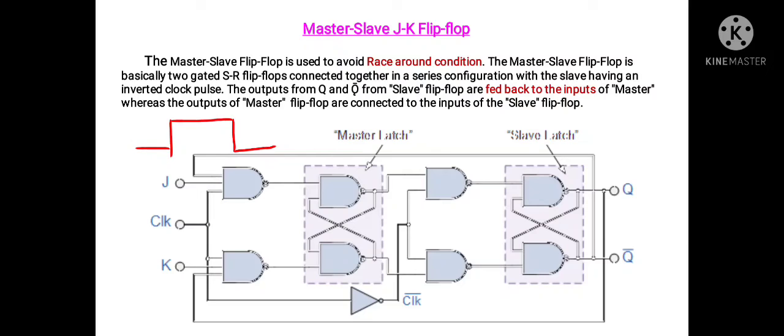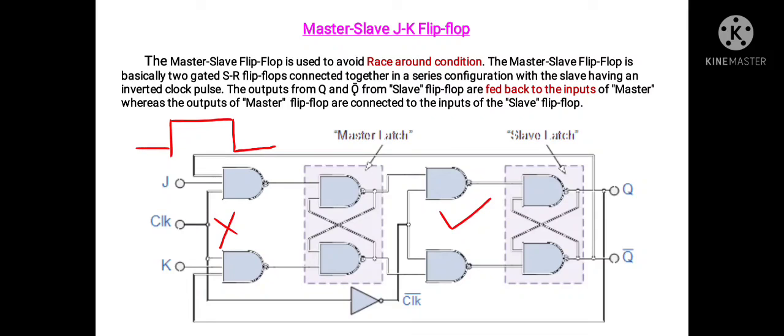As seen previously, for normal operation, the master latch is enabled and its operation follows the normal JK truth table. At the same time, since the clock is 0, the second flip-flop, that means slave flip-flop, remains disabled or it cannot change the state, so that the main output Q does not change during the clock pulse. Hence, the race around condition is removed. Now at the end of clock pulse, the master latch is disabled and the slave flip-flop is enabled, and this slave flip-flop now follows its truth table.